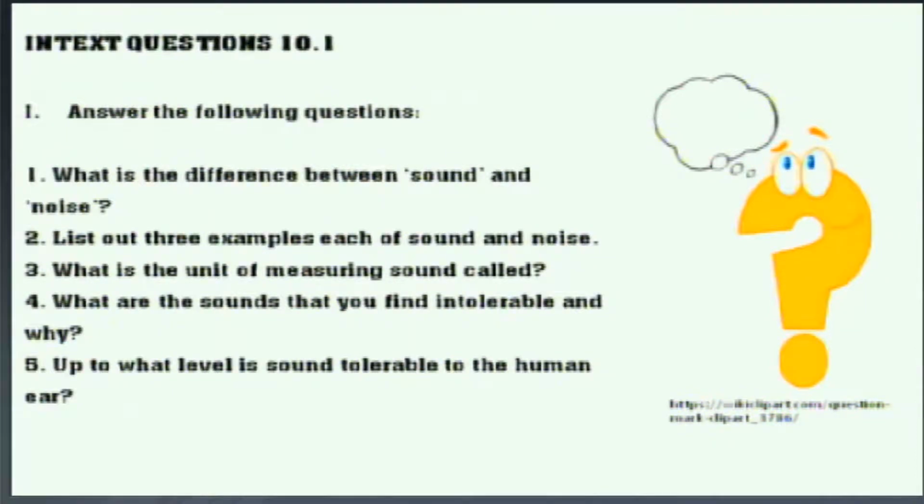Like for me, playing of any radio or any song at a high volume is intolerable. Even I don't like people talking loudly. So it depends on you. Just find it out. Up to what level is sound tolerable to a human ear? 45 to 75 decibels. We have already done that.